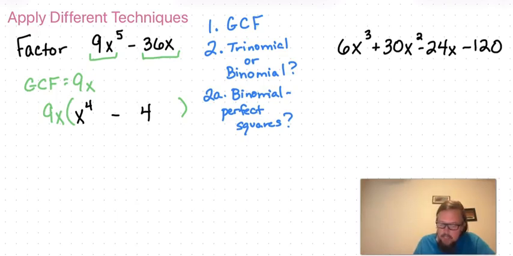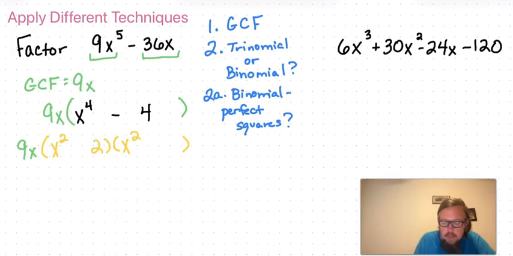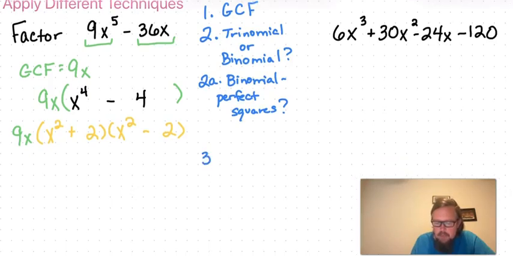That means we can leave our 9x where it is, and we can go with two sets of parentheses here. The square root of x to the fourth is x squared, and the square root of 4 is 2, of course. And since this is a difference of squares, we've got one plus and one minus. Okay, great. Before we stop and say, hey, we're done, I'm going to leave a space here for 2b, which I'm going to do in a minute.